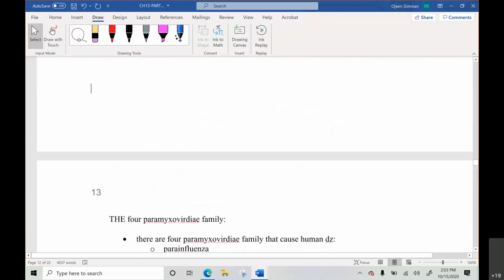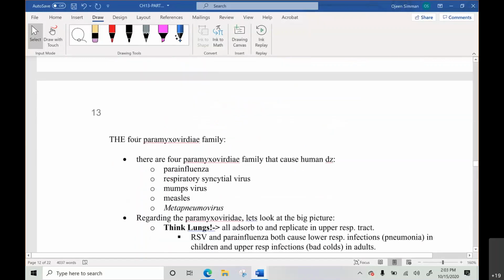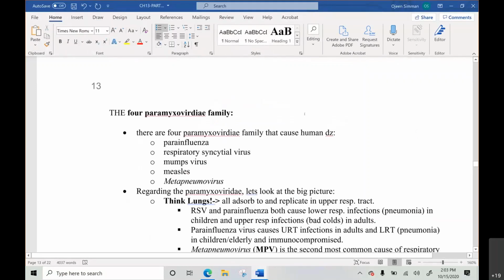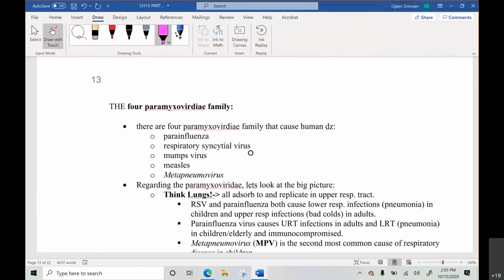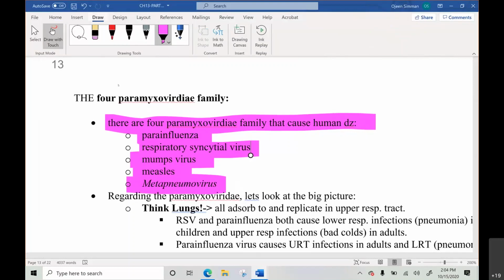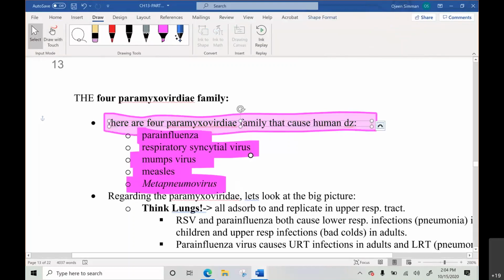Okay, so now I'm going to talk about the Paramyxoviridae family of viruses. This is a family, okay? And there are 4 viruses in this family that cause human disease, which includes parainfluenza, respiratory syncytial virus, RSV, mumps virus, measles, and metapneumovirus. Okay, so that's not 4, that's actually 5.